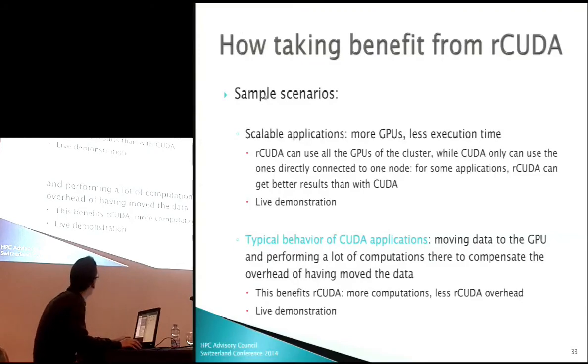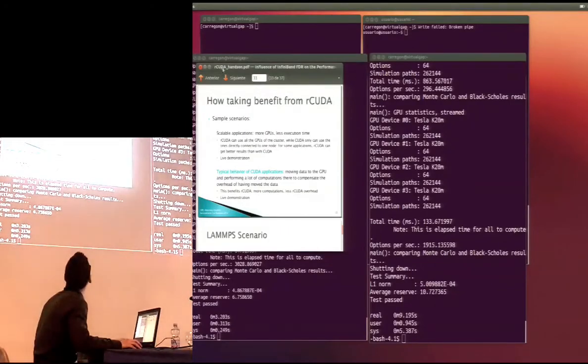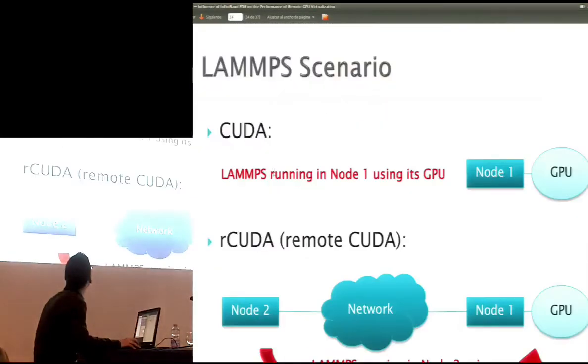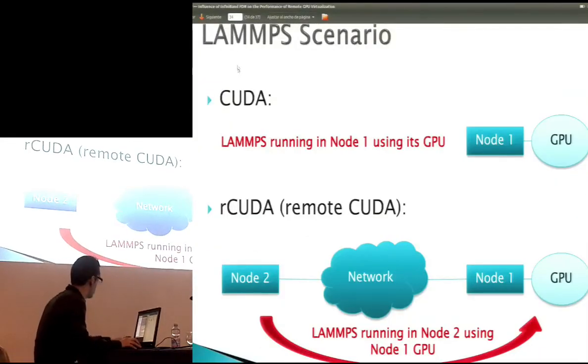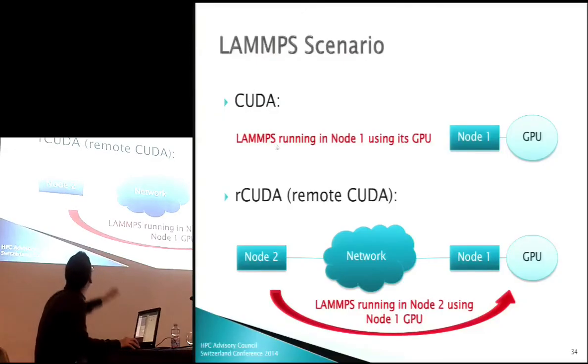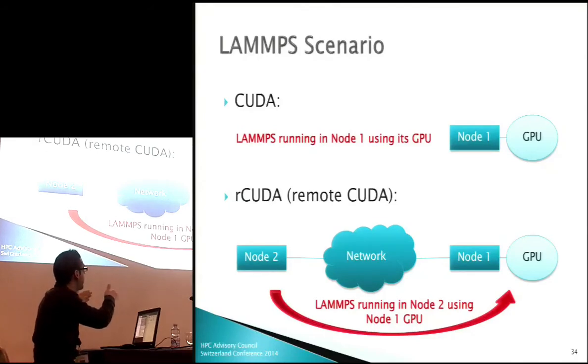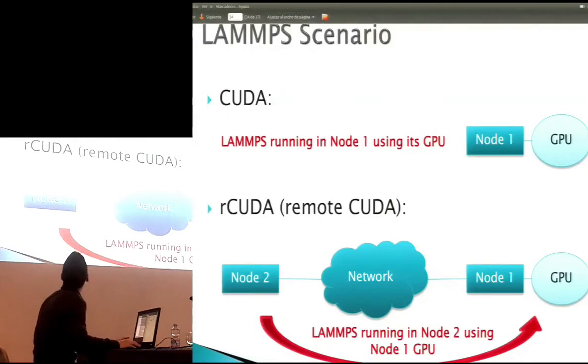In that case, we are going to see a sample with LAMMPS. We have one node using one GPU. We are going to run LAMMPS here, and we are going to run the same example using a remote GPU. Note here that we cannot spend a lot of time, but this affects rCUDA. The bigger the size of the problem, the better for rCUDA. So here we are going to see a simple sample.